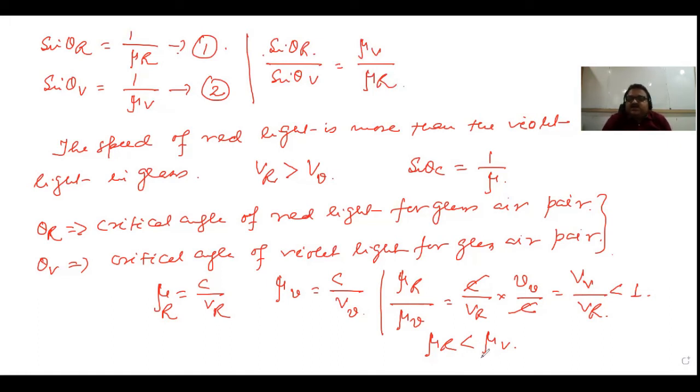Now, which is larger? Mu v is larger than mu r. That means this ratio is greater than 1. That means sine of theta r is greater than sine of theta v. And we know if angle increases, sine theta increases. That means theta for red color is more than theta for violet color. That means for the same pair of media, critical angle is different for different colors of light. Is this clear or not? Clear? Okay.